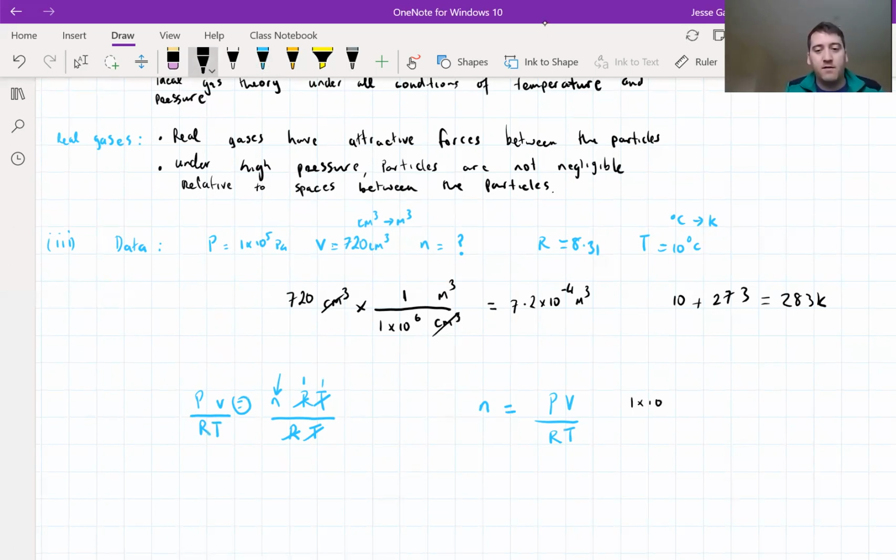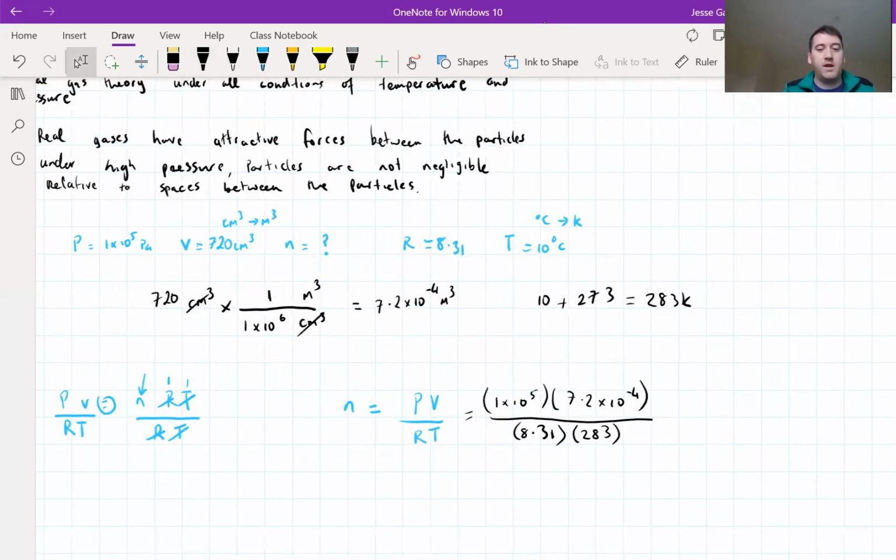Okay, so what we should have done here is P, which was 1 × 10⁵, times V, which is 7.2 × 10⁻⁴. All of this is over 8.31, and we are going with Kelvin 283. Pause the video, stick that in your calculator, see what you get, please.